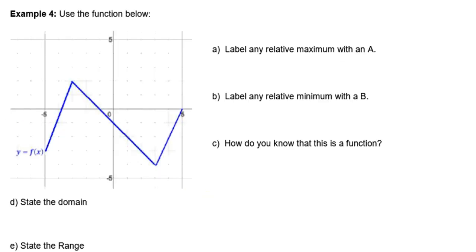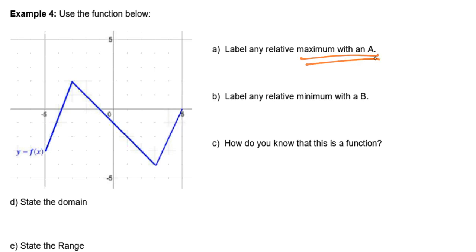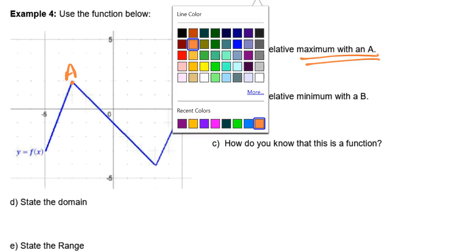Now we have a little bit of a zigzag type looking graph. So let's see what we have to do here. Label any relative maximum with an A. So a maximum would be a highest point. That'll be right here. Positive and peak. Relative minimum point with a B.